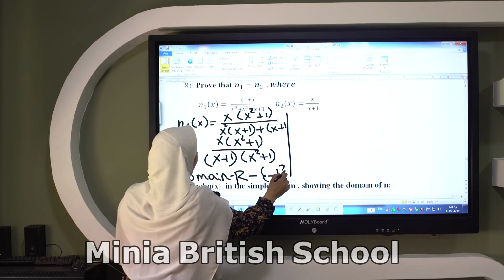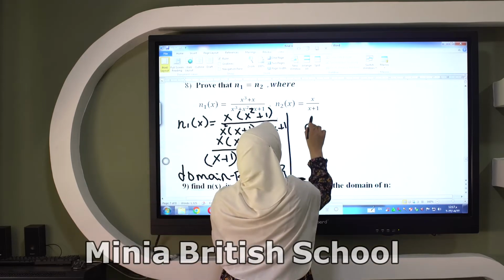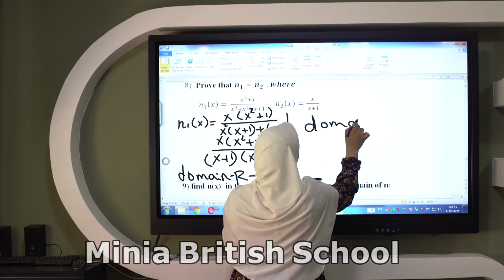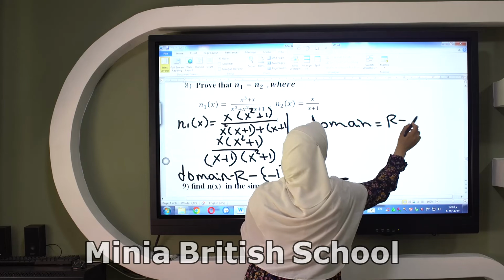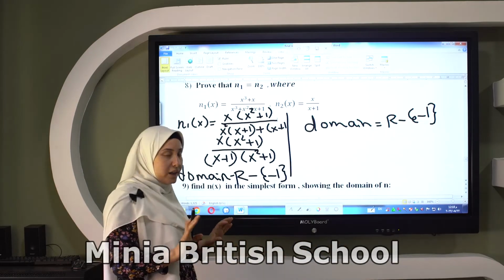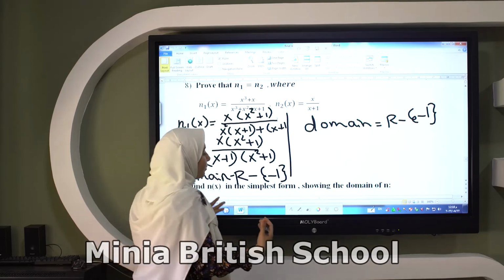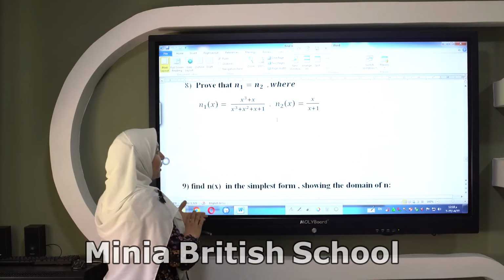is R except -1, and for the next function the domain equals R except the set of element -1. Okay, so the domains here are equal. Then you need to find the simplest form for each one.